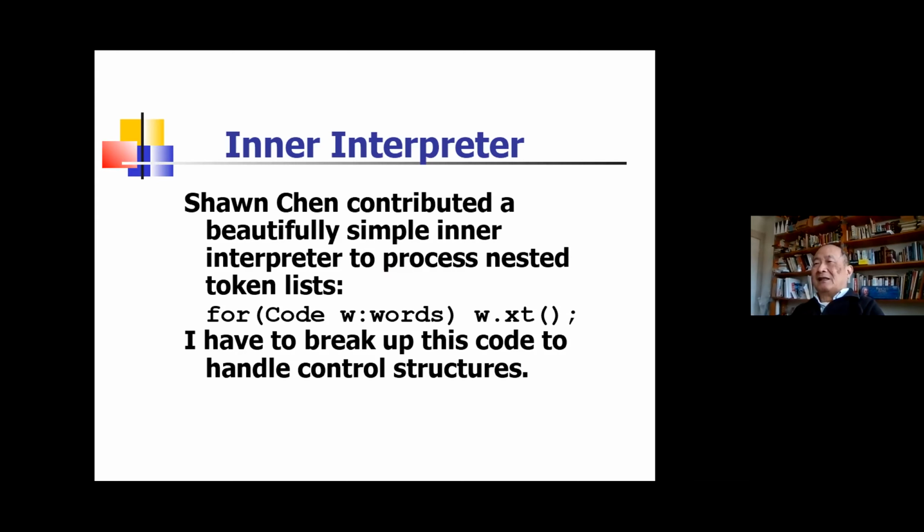However, it works in the JavaScript system, but in a regular Forth system, we need to handle the control structures. And this simple interpreter assumes we have a linear list you execute from beginning to the end, but this is not how Forth works.